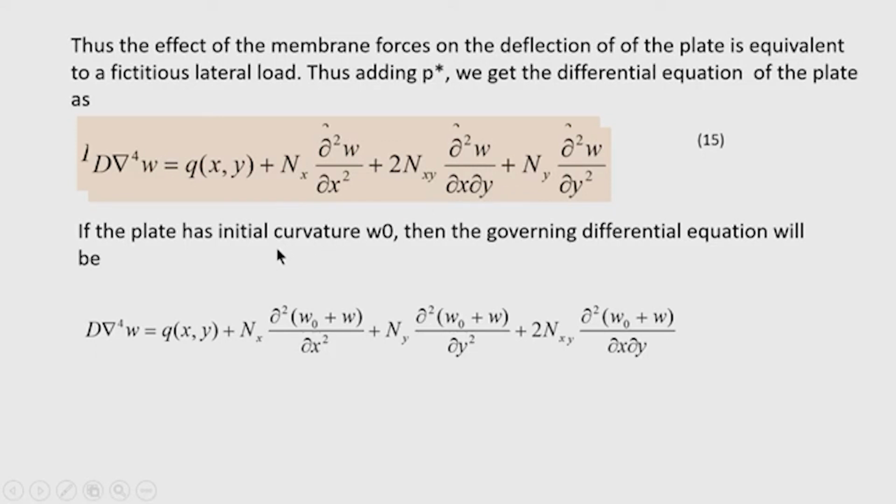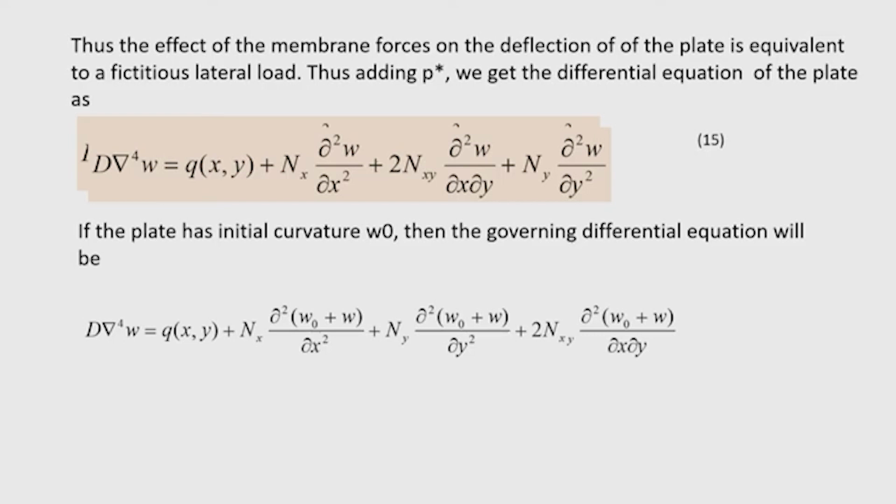If the plate has initial curvature, sometimes the plate may have, like a column, an initial imperfection, which is also common in many cases. So, if initial curvature is there, say in the form of w naught, it may be a continuous function or it may be some localized imperfection also.